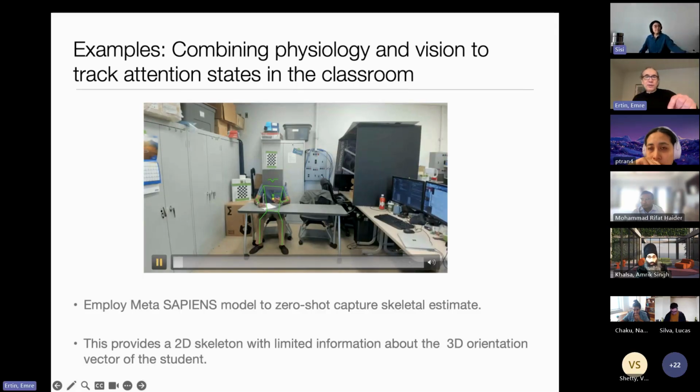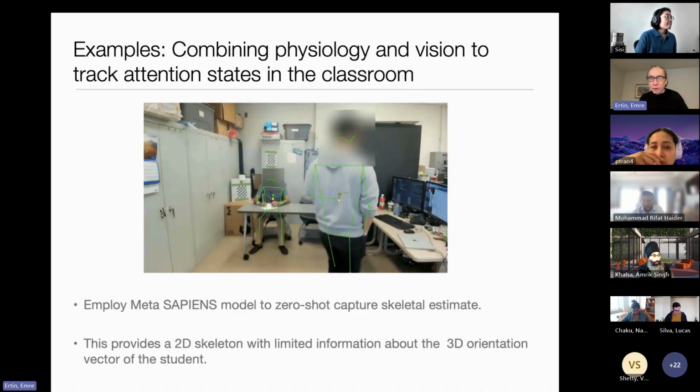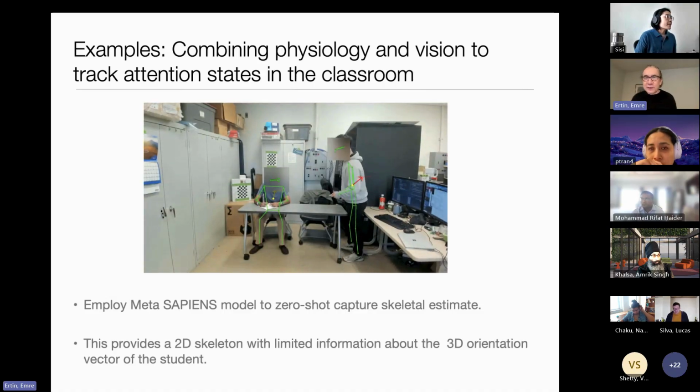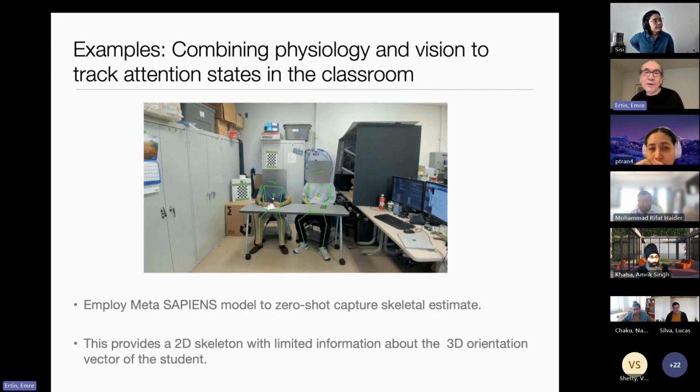So here's students, seen from a single camera, pushed through the Meta Sapiens model, with open source weights. It's a 2 billion parameter model, which performs quite well zero shot, just directly feeding your images and creating the skeletal model. The skeletal model actually doesn't have a torso vector.